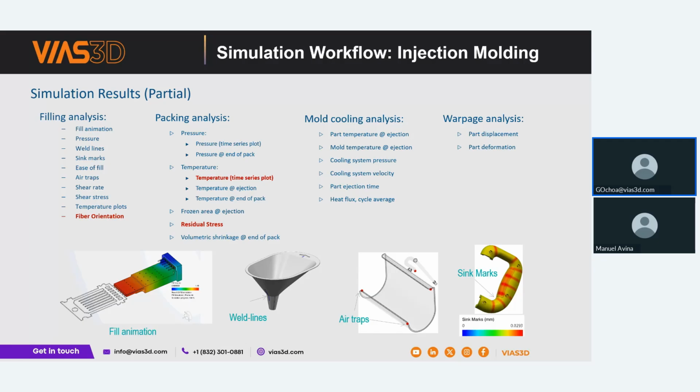So the filling analysis stage can provide the fiber orientation result that we're going to be using for structural simulations. The packing analysis phase can provide us the temperature time series to use the temperature as initial condition in the structural simulation. This is also very important if we're going to perform out of the mold warpage simulation using the structural simulation workflow. And then also very important, including the residual stresses from the manufacturing process.